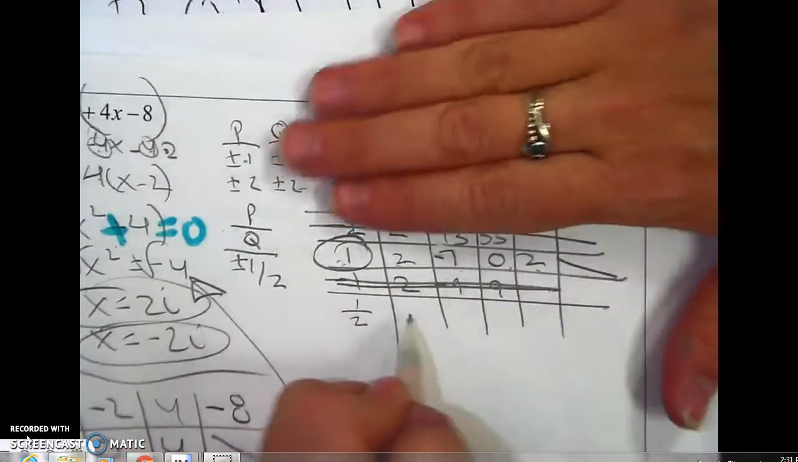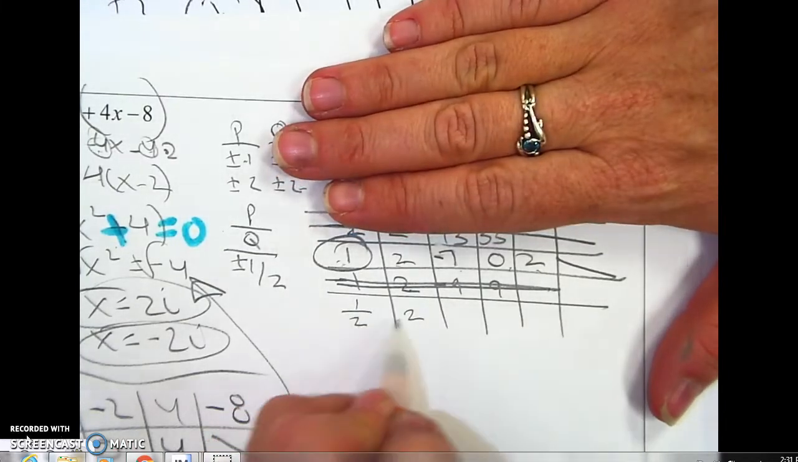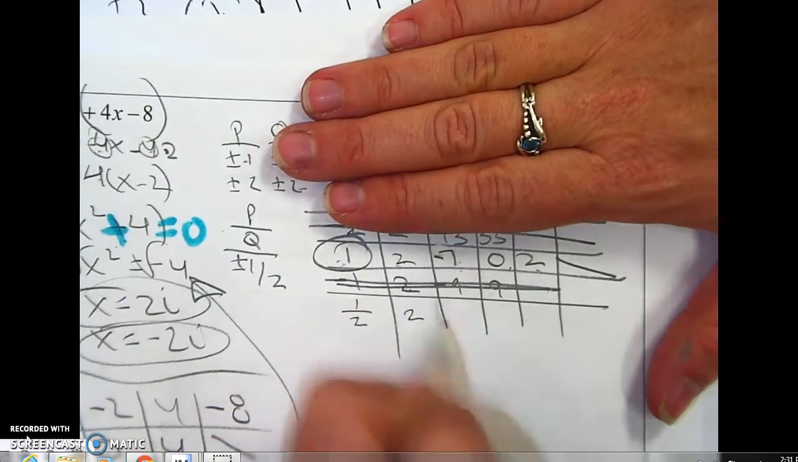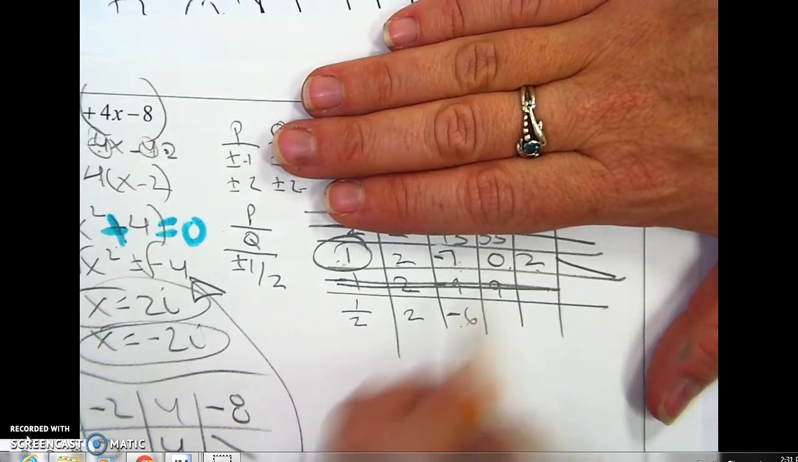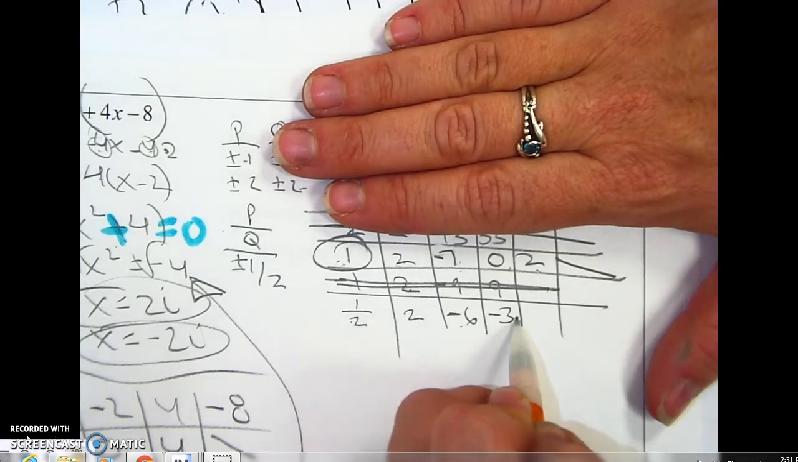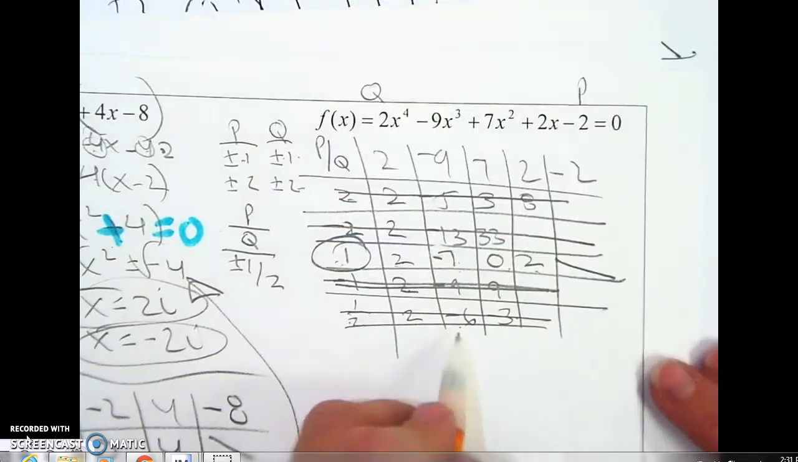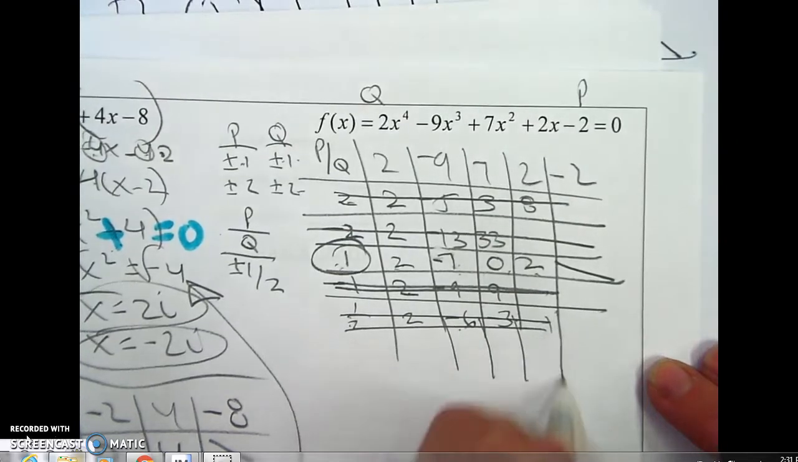1/2. Bring down the 2. Half of 2 is 1. Minus 7 is negative 6. Half of negative 6 is negative 3. Plus 0 is negative 3. Half of negative 3 won't work out. So let's try negative 1/2.